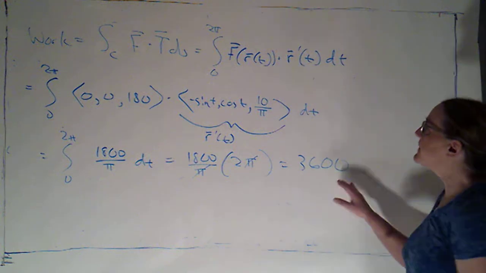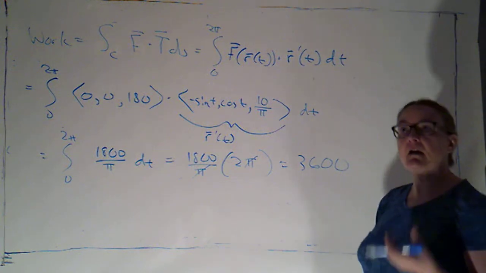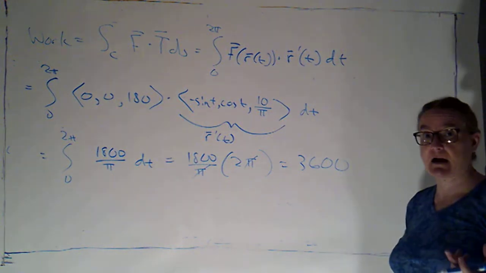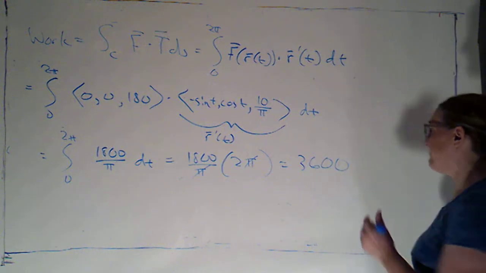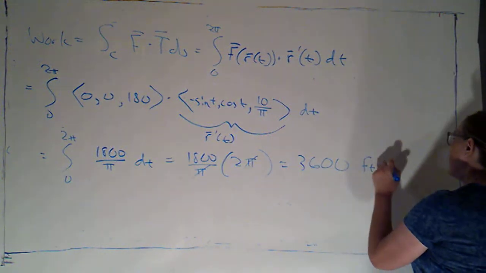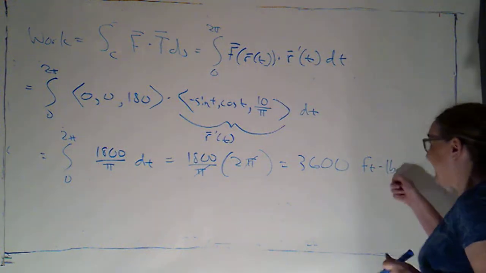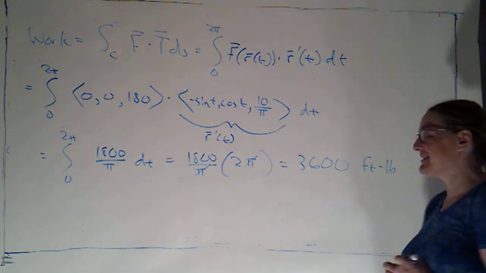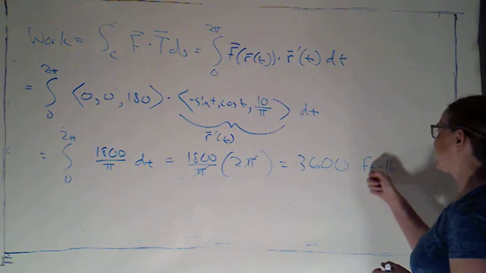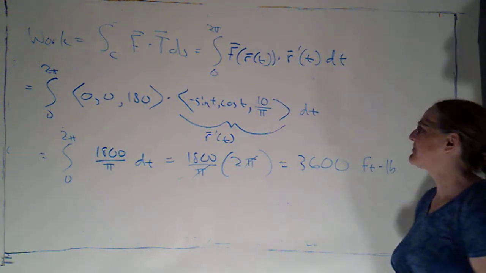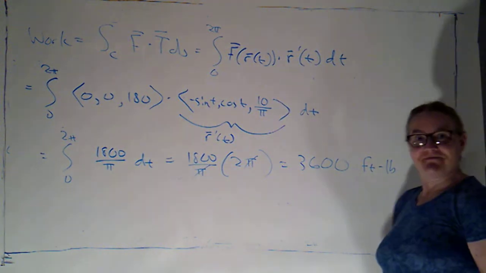For this particular problem, we were measuring force, which was weight, in pounds, and we were measuring distance in feet. So the units for work are actually just foot-pounds. They really are literally just the product of the units that we have for force and the units that we have for distance. So, okay, there we go.